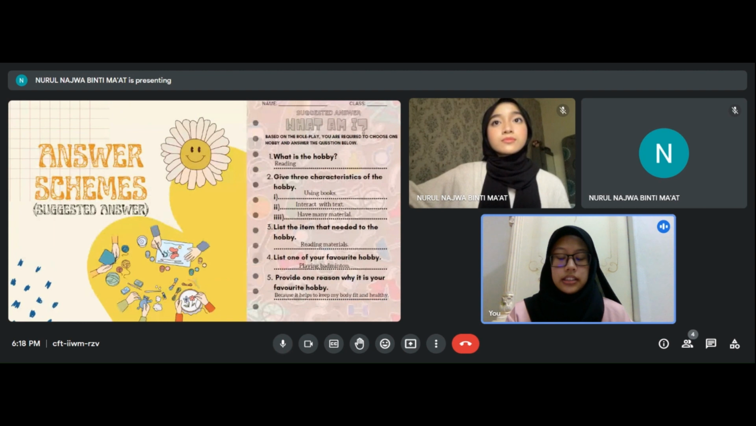So this is the answer scheme, which is a suggested answer. The reason why we put just one suggested answer is because we want our students to be able to answer the worksheet on their own, using their own sentences, subjectively. We don't use any multiple choice questions where they only need to choose. We want them to write with their own creativity and their own sentences. Next.